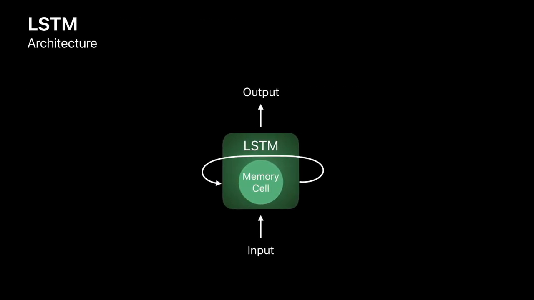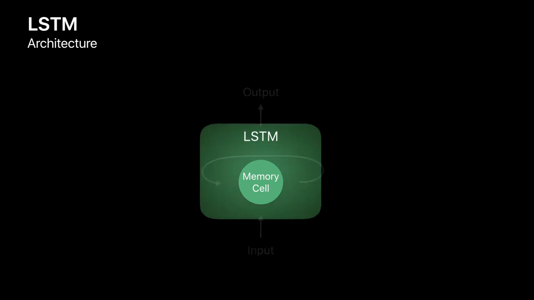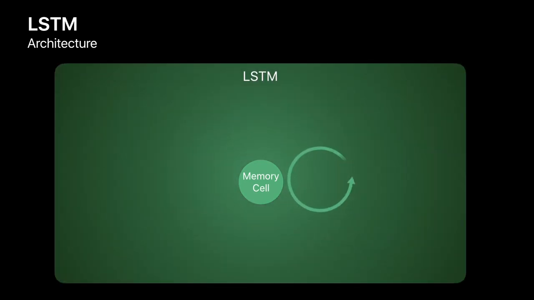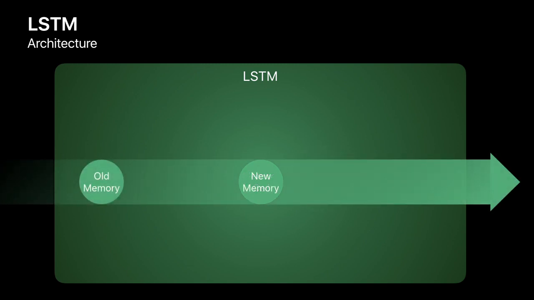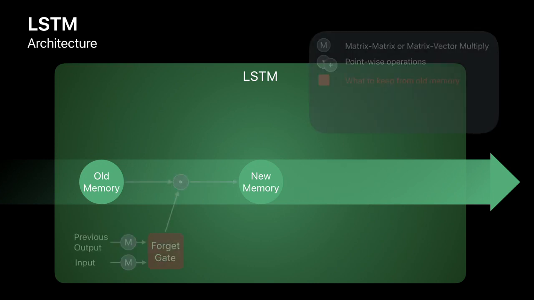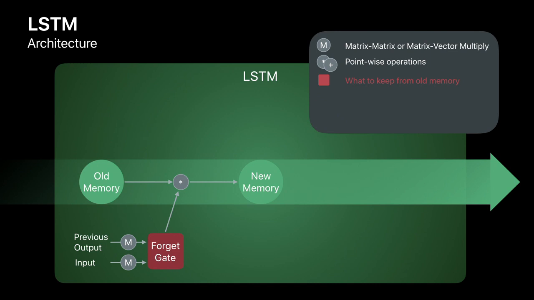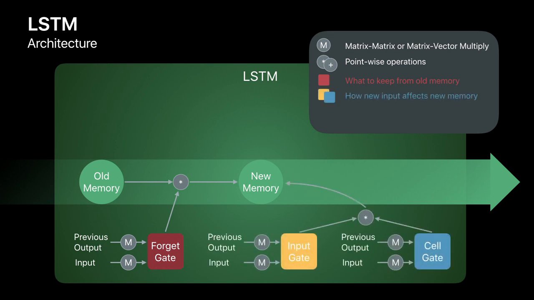So let's take a look at the architecture of LSTM in more detail. As I said, the most important entity inside LSTM is the memory cell, which is updated in every iteration of LSTM. So you can think of each iteration of LSTM as a transition between the old and new memory. Now let's talk about the gates. First, there is a forget gate, which decides what to keep and what not to keep from old memory. Then there are the input and the cell gates, and their combined contribution determines what from the current input will affect the new memory. Then the combination of all of these three gates is combined to update the memory cell.